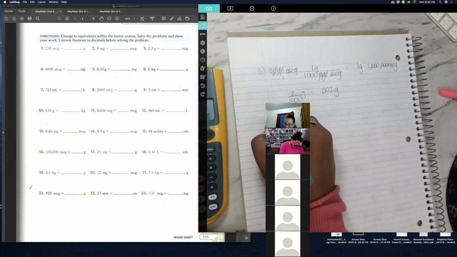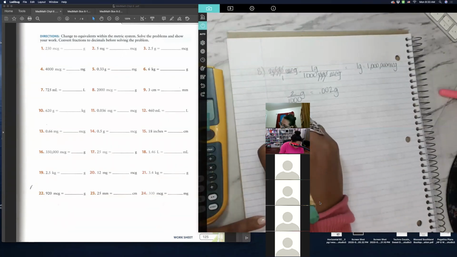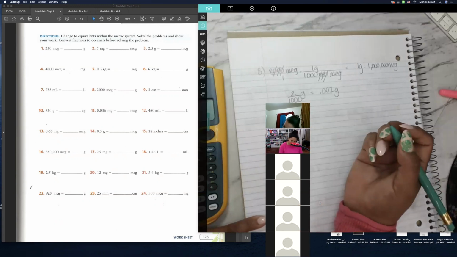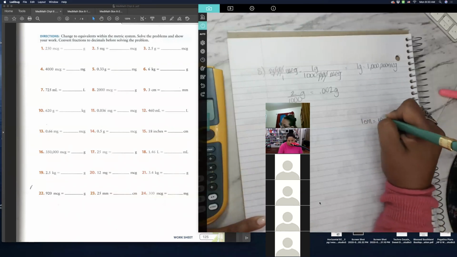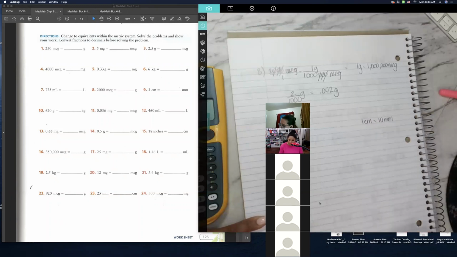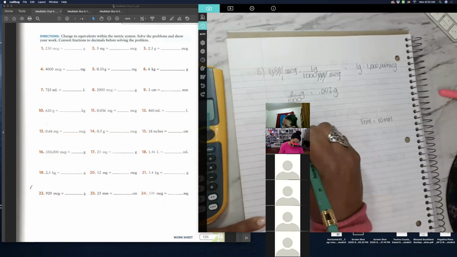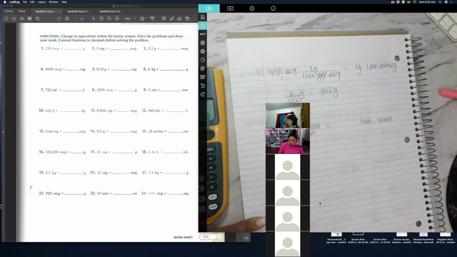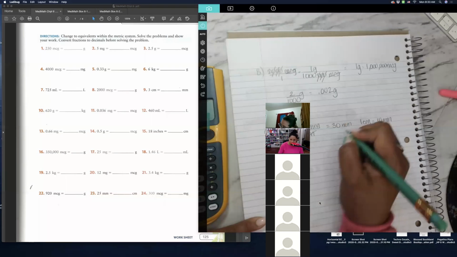Okay, so now we're going to go ahead and move on to number 9. It's asking us to convert 3 centimeters to millimeters. So our conversion factor is 1 centimeter equals 10 millimeters. I'm going to put this over 1. I'm going to set up my units. So 1 centimeter equals 10 millimeters. I'm going to cross out my units. 3 times 10 is 30. So I have 30 millimeters.